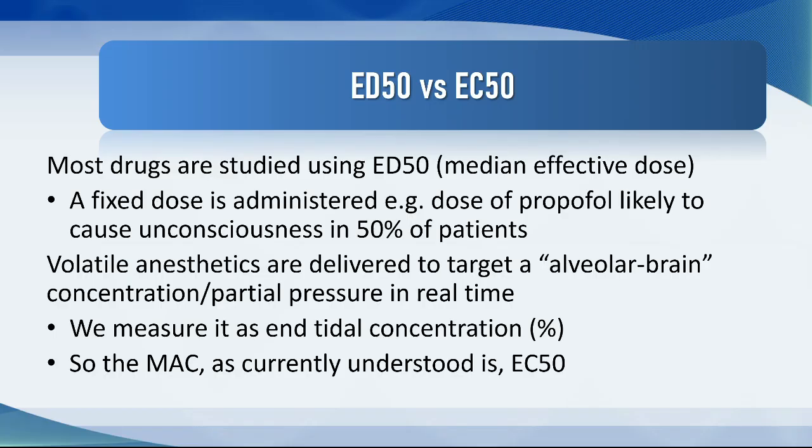Volatile anesthetics are delivered in a different way to target alveolar brain concentration or partial pressure in real time. We measure this as end-tidal concentration as a percentage. So we're continuously measuring the drug and we're targeting a concentration, not a specific dose. So the MAC, as we currently understand it, is the EC, the effective concentration 50.